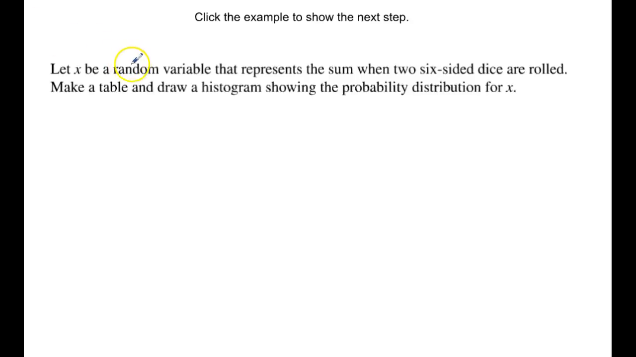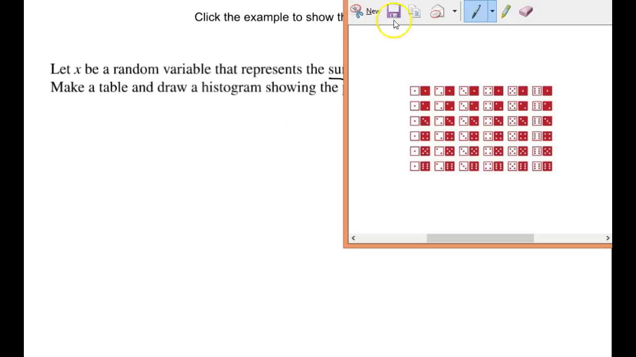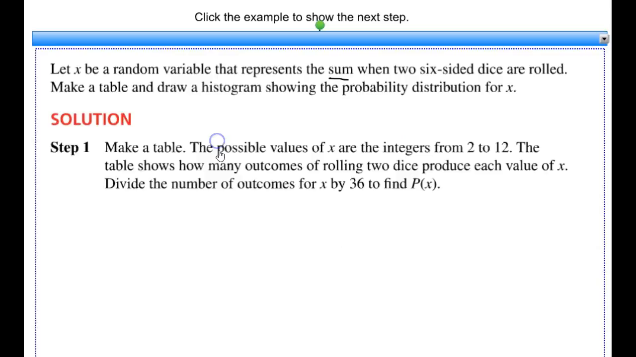Let x be a random variable that represents the sum when 2 6-sided dice are rolled. Make a table and draw a histogram showing the probability distribution for x. So if I look back, this is what we can see when I roll those two 6-sided dice. These are all of my possibilities, right? So I can draw these out and label them out, or I can just go based on what I've known in the past, right? So the first thing I want to do is make a table.